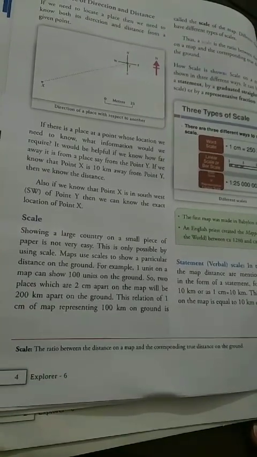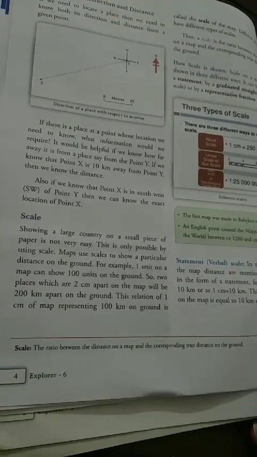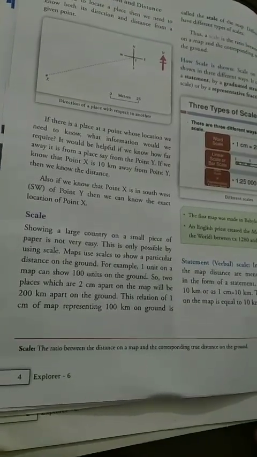Now children, in the book there is an example. Have a look in the book. If 1 unit on a map shows 100 units on the ground, so this relation, where 1 centimeter on the map represents 100 kilometers on the ground, is known as the scale of the map.